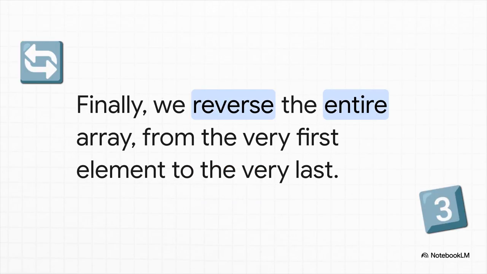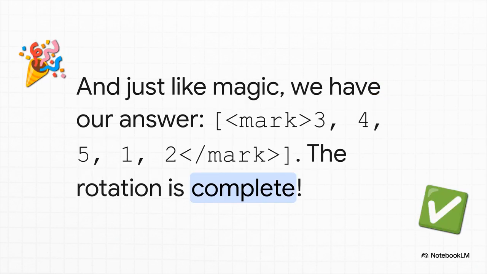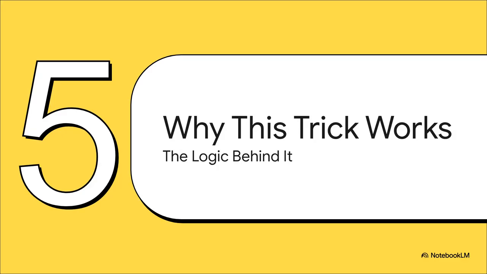And now for the grand finale. We take this whole jumbled up array from the very beginning to the very end, and we reverse it. And just like that, 3, 4, 5, 1, 2. It is the exact result we wanted. The 3 reversals have perfectly rotated our array. Pretty cool, huh? But why does this work?